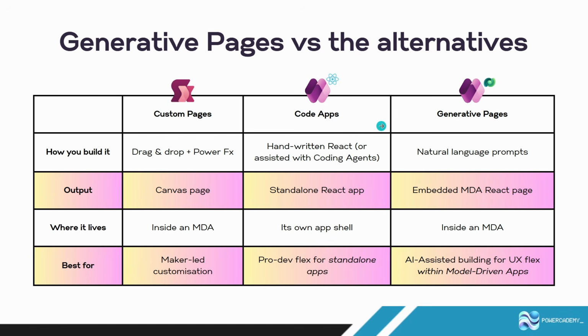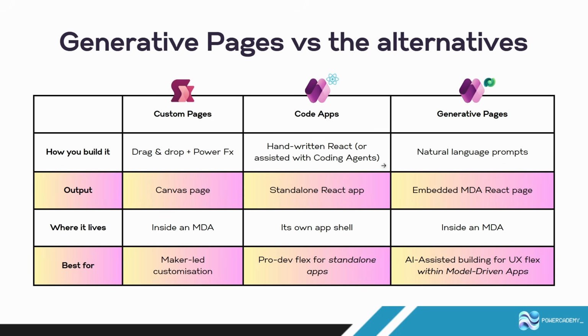And the main difference between code apps and custom pages or generative pages is code apps are standalone React applications. So custom pages and generative pages live within your model-driven apps, whereas code apps are standalone applications. So they don't need to exist within the context of your model-driven app. This is handwritten React code. So in terms of how you build it, it's very similar to the generative page.